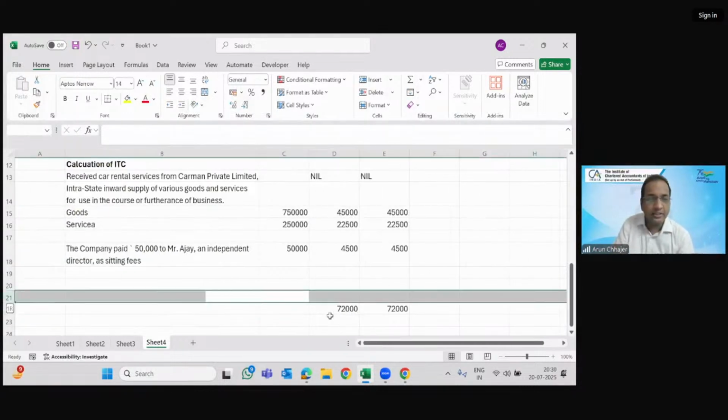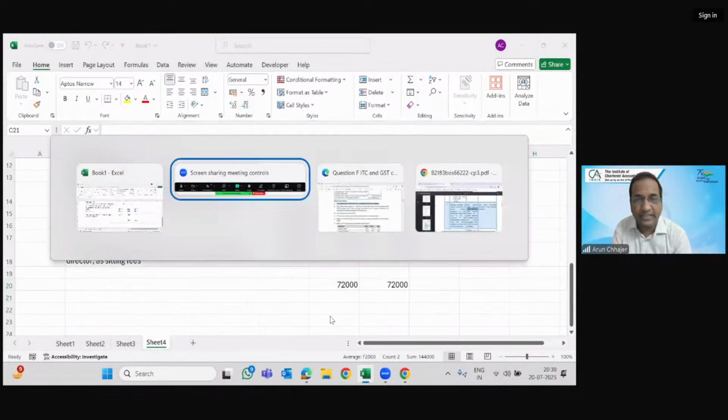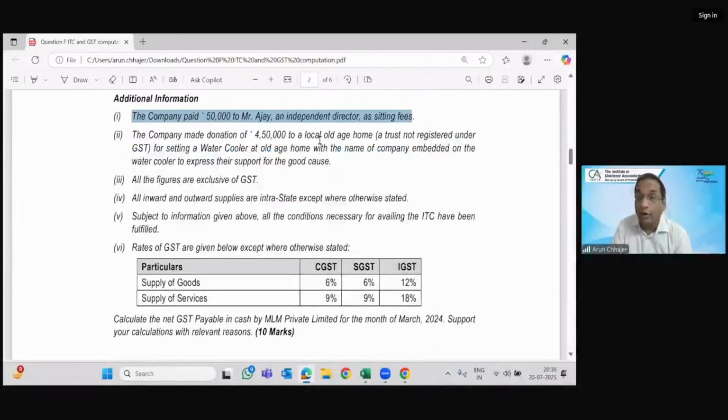Okay. So this is the total ITC amount. Let's read if anything is left. One thing is left. The company made a donation of 4,50,000 to the local old age home for setting up a water cooler at the old age home, with the name of the company embedded on the water cooler to express their support for the good cause. First tell me, is it an outward supply or inward supply?